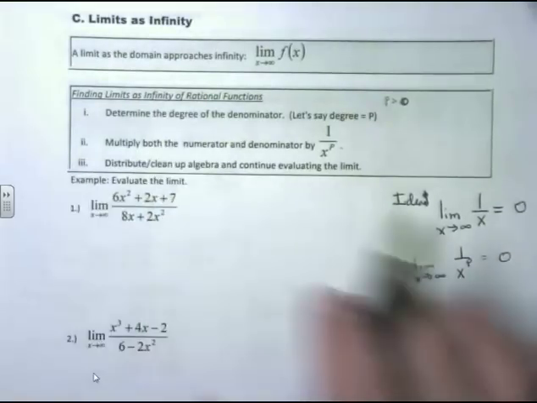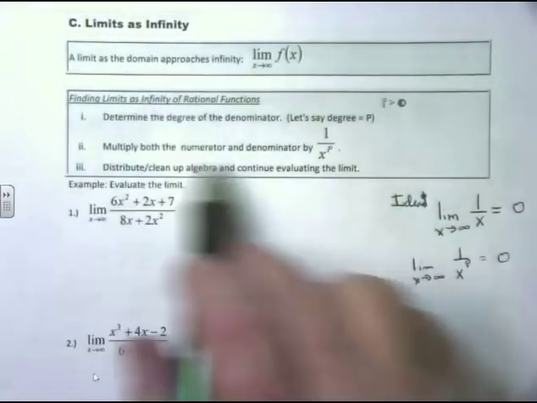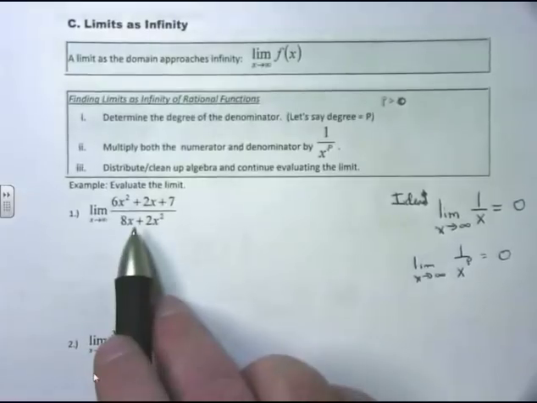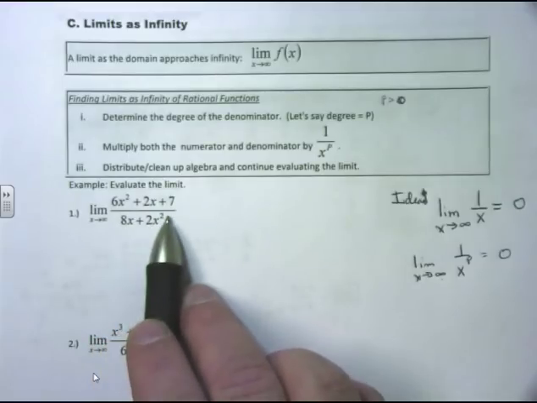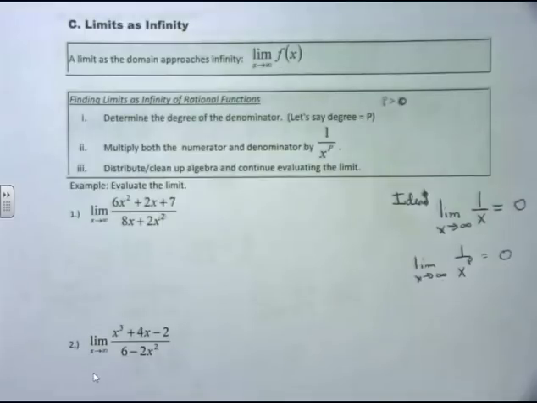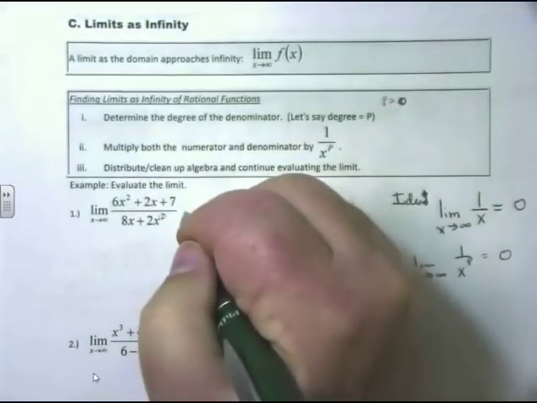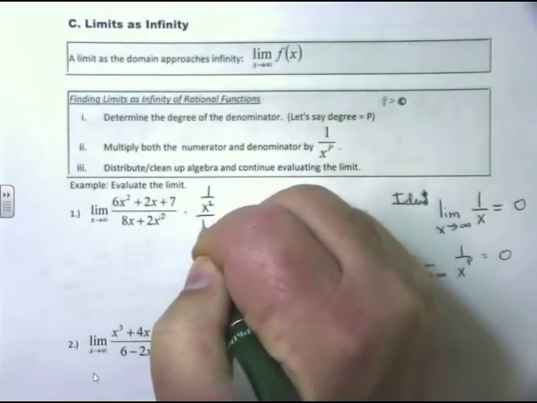And how we do this particular problem with this idea is, here's my focus. First, identify the degree of the denominator. Look at your polynomial. You have the denominator, the guy on the bottom. I have 8x plus 2x squared. What is the degree? Well, I have an x squared in it, so it's a degree 2. So now, the trick is we're going to multiply both the numerator and the denominator by 1 over x squared.